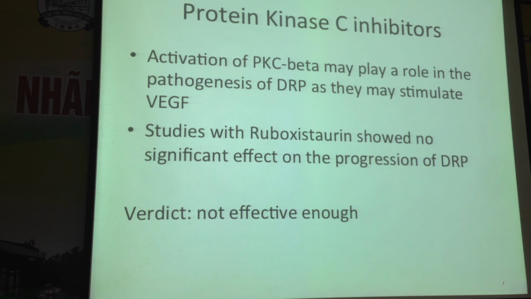Protein kinase C inhibitors. Activation of PKC beta may play a role in the pathogenesis of diabetic retinopathy, as it may stimulate VEGF. Studies with, I've always stumbled on this word, ruboxistaurin, showed no significant effect on the progression of diabetic retinopathy. So, yeah, it's not effective enough to really make a difference.